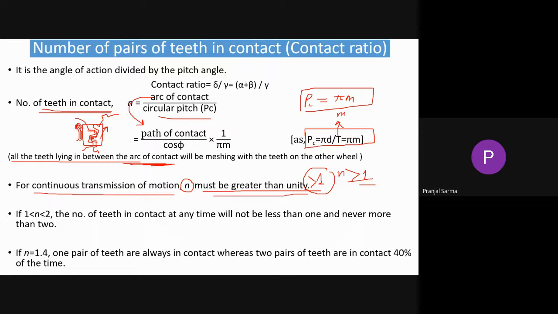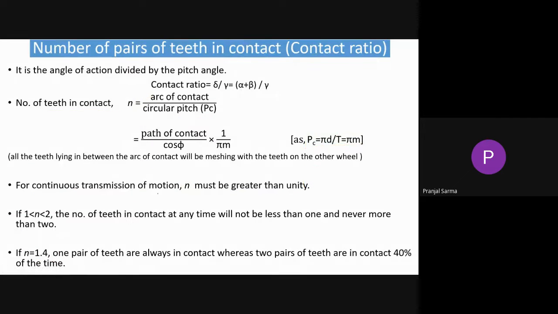Now we'll see. Suppose n has a value which is in a fraction, like 1 point something. Let's consider n equal to 1.5, or any value which lies between 1 and 2.